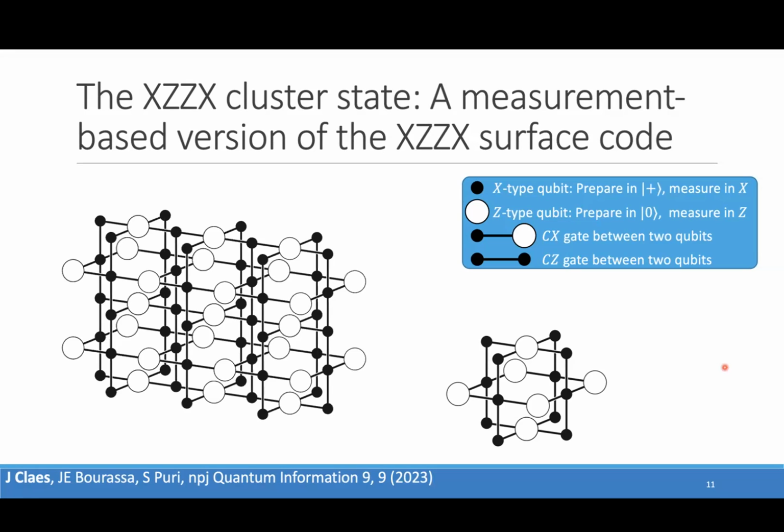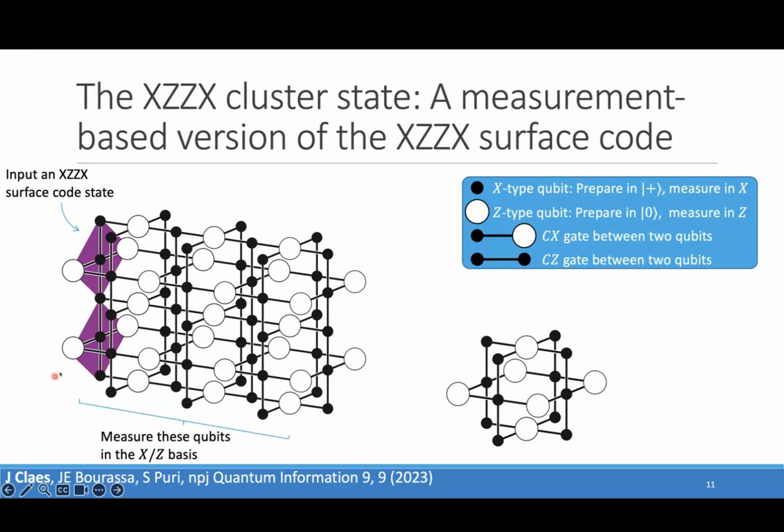And the idea behind the cluster state is if we put an XZZX surface code state in one end of it, and then measure all of the qubits but the last layer in the X or Z basis, what that does is it teleports the surface code state to those qubits in a way that is robust to errors. So it's doing quantum error correction by teleportation.